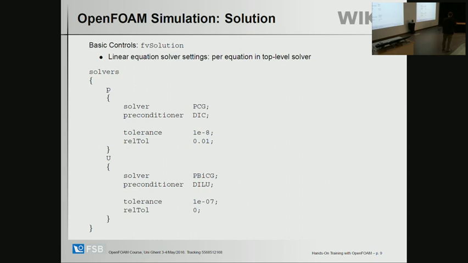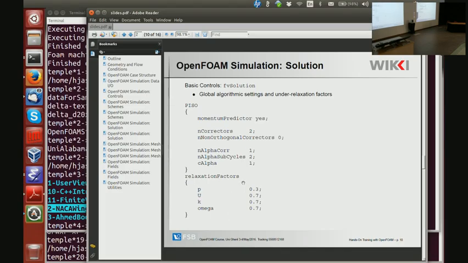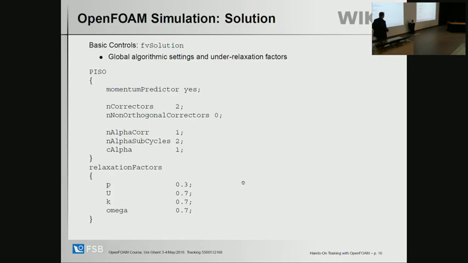I will talk about tolerances and relative tolerances a bit later. The second part of that file has got two more dictionaries. The first one is called PISO, which is for the algorithm that we are using to solve things. It can be PISO, SIMPLE, potential flow, block solver, what you like. And again, by knowing which solver you use, you will be able to use the appropriate algorithm. And the second one is relaxation factors.